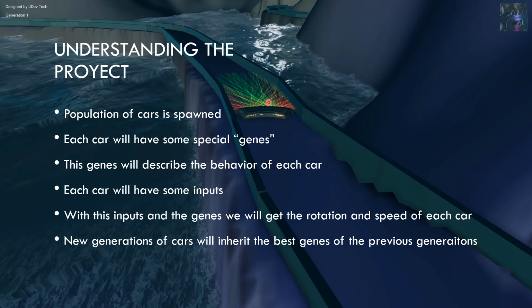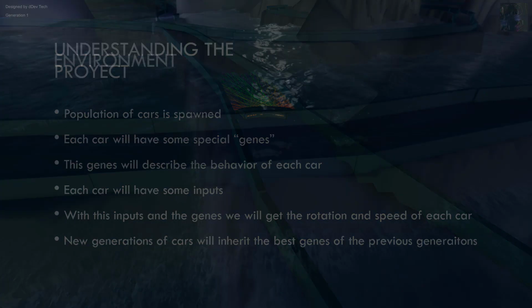New generations of cars will inherit the best genes, okay? Because we will be iterating this population and this controller a lot of times. When all the cars die, we'll make another generation with the best genes of the previous generation.